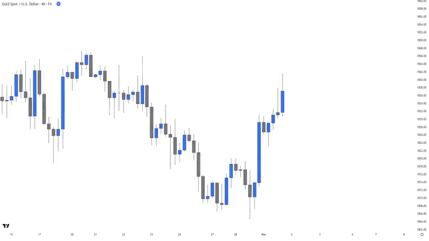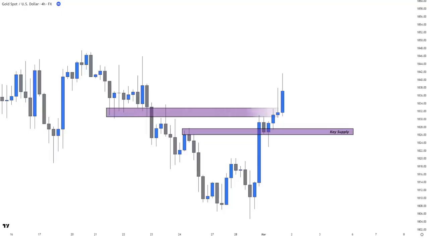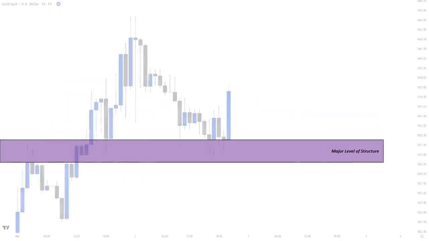On the 4-hour chart, we can see that the price recently broke above a key supply zone. That means demand is now in control, so we are only looking for buying opportunities. We can also identify a major level of market structure that has recently been respected as support and resistance multiple times. If the market pulls back to this key level, it becomes a perfect spot to look for long trades. Once the price taps into this area, we zoom into the 1-hour chart to look for entries.